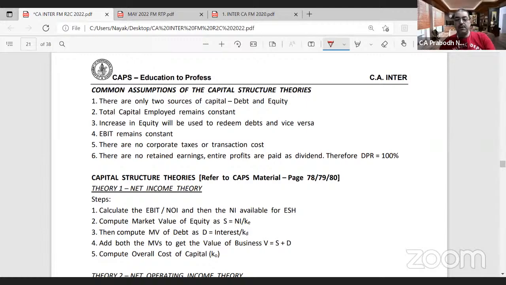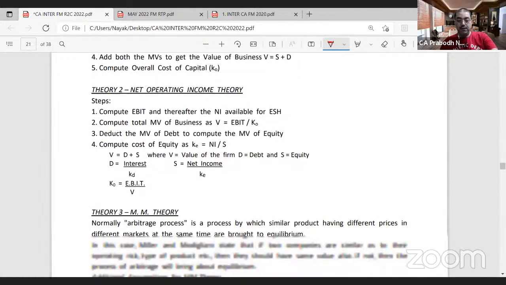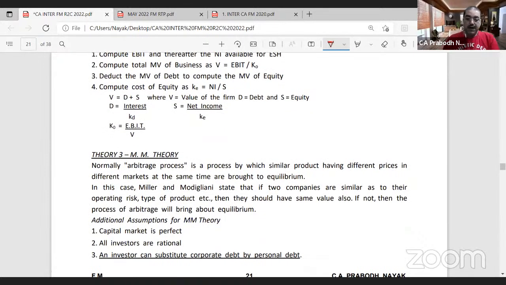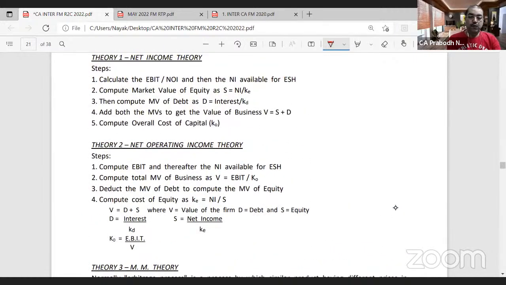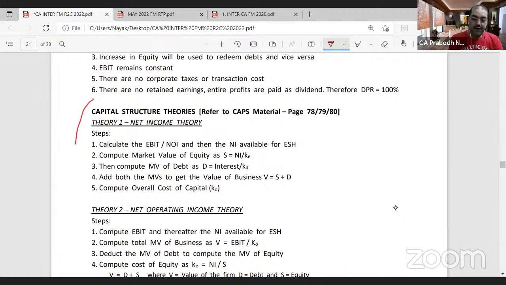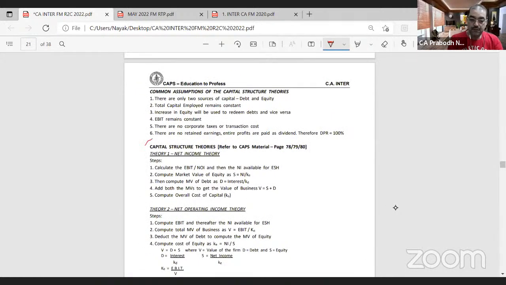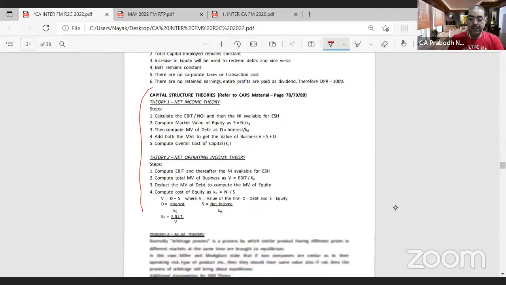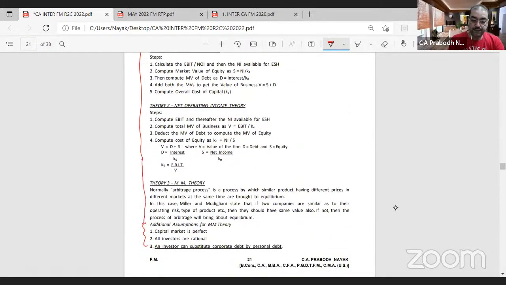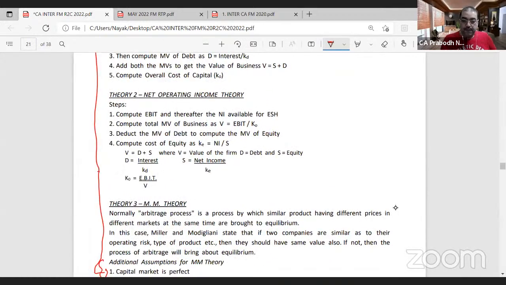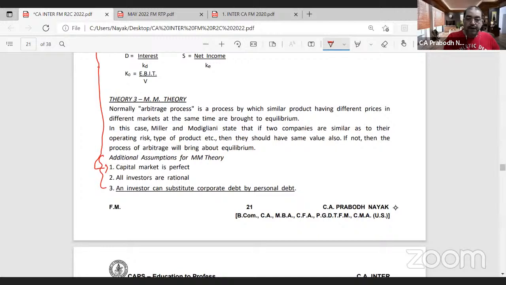Then I'll come to additional assumptions for MM theory. Very important. After these 6 assumptions, I will come down to the MM theory, 3 assumptions. Why? Because sometimes they ask you only the MM theory assumptions. So those 6 assumptions plus these 3 additional specific assumptions for MM theory.